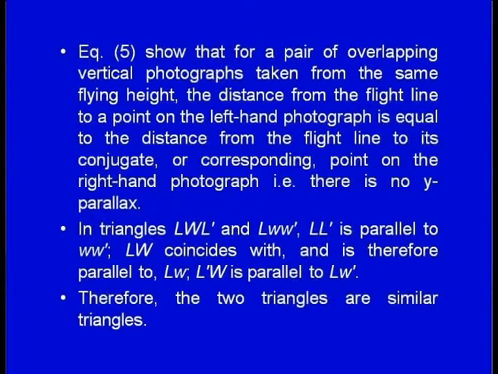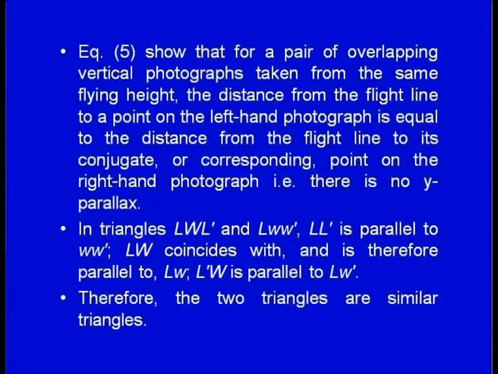Now, from this we can say that for a pair of overlapping vertical photographs taken from the same flying height, the distance from the flight line to a point on the left hand photograph is equal to the distance from the flight line to its conjugate or corresponding point on the right hand photograph. There is no parallax.